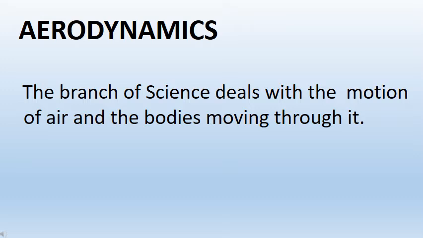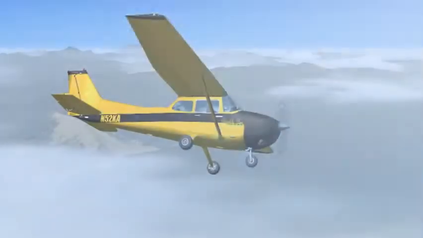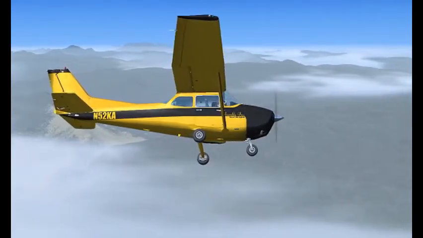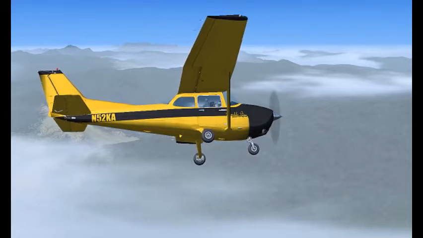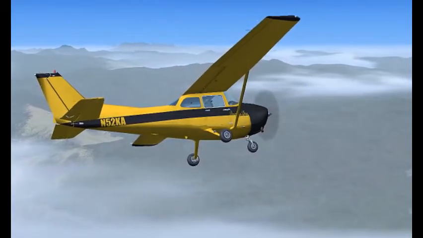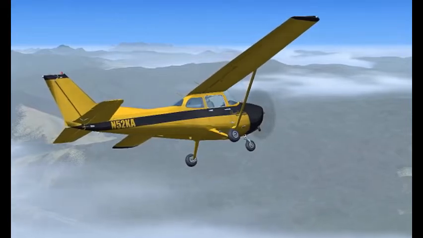Aerodynamics is the branch of science which deals with the motion of air and the bodies moving through it. In other words, aerodynamics is a branch of dynamics which deals with the study of motion of air, particularly when it interacts with moving objects.